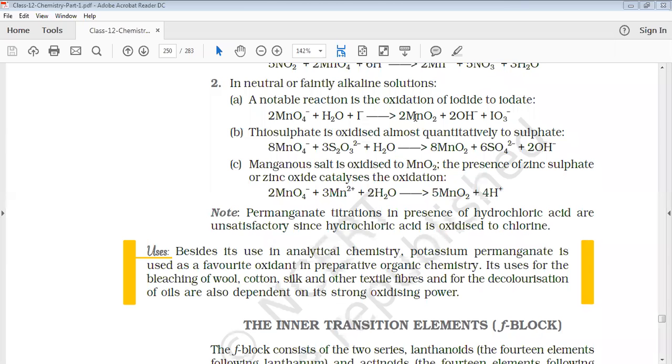The first one is iodide, so it's iodide to iodate. So I minus 2, I is going to combine with other. Then thiosulfate is oxidized almost quantitatively to sulfate. It means thiosulfate is converted to sulfate. So here you can see S2O3 will convert to SO4. So this is thiosulfate to sulfate. So this is the reaction.